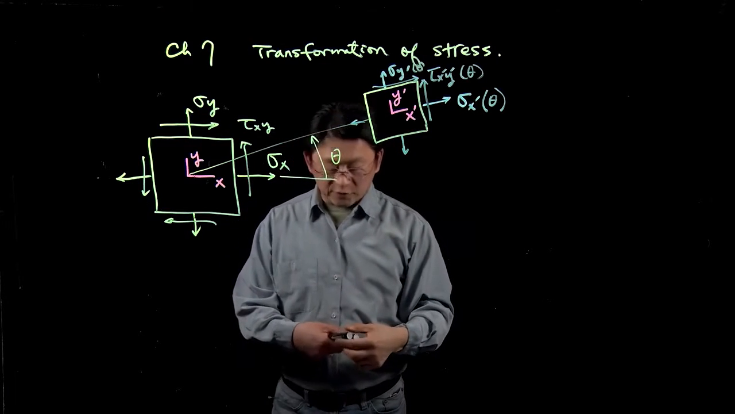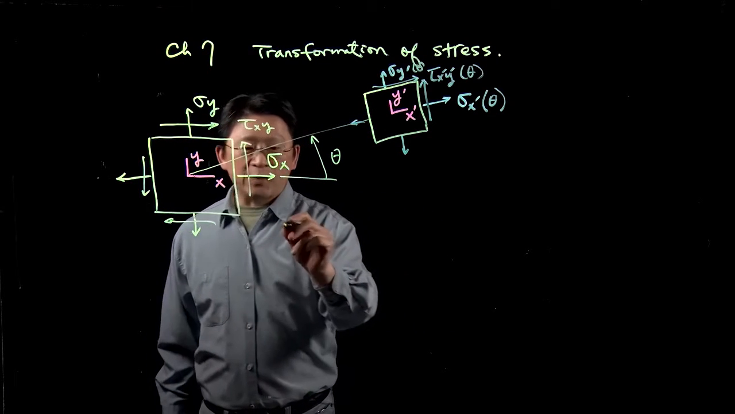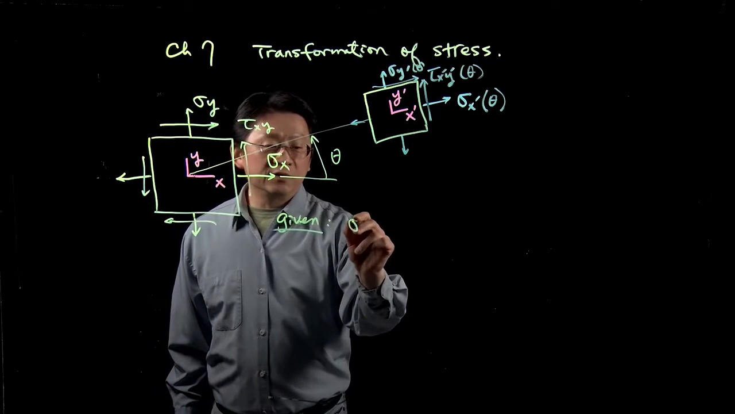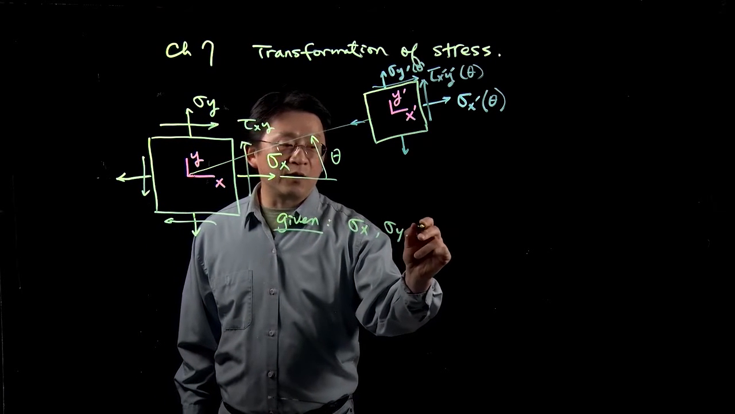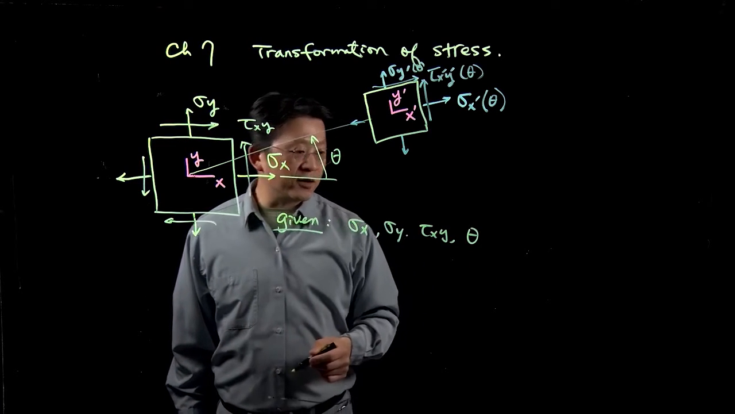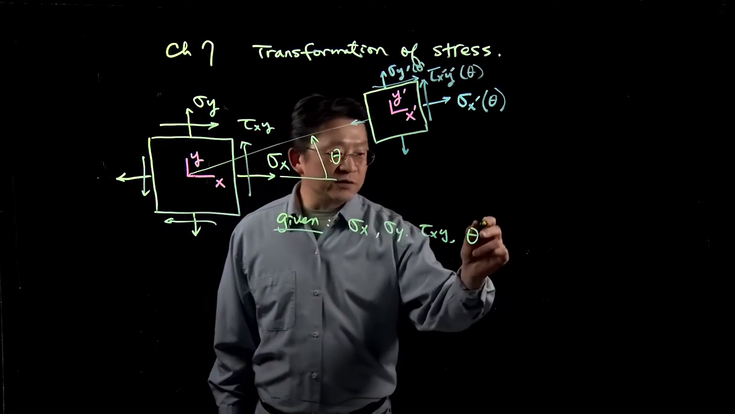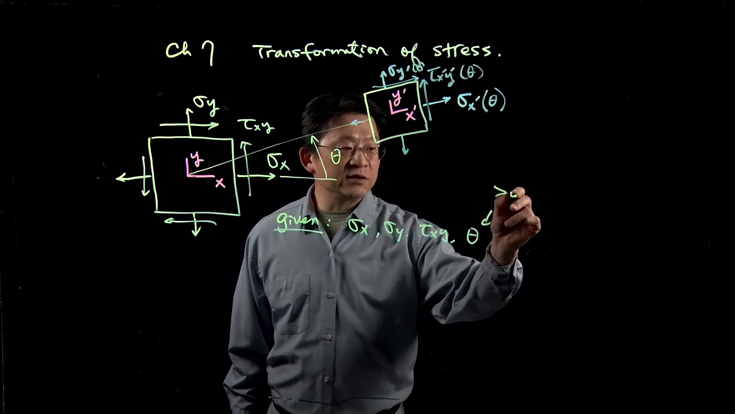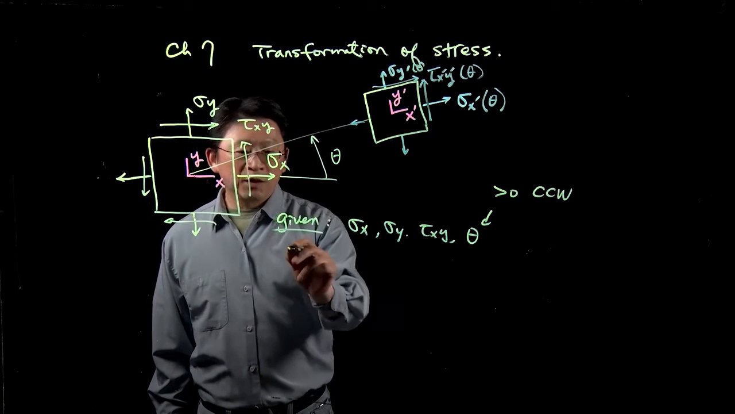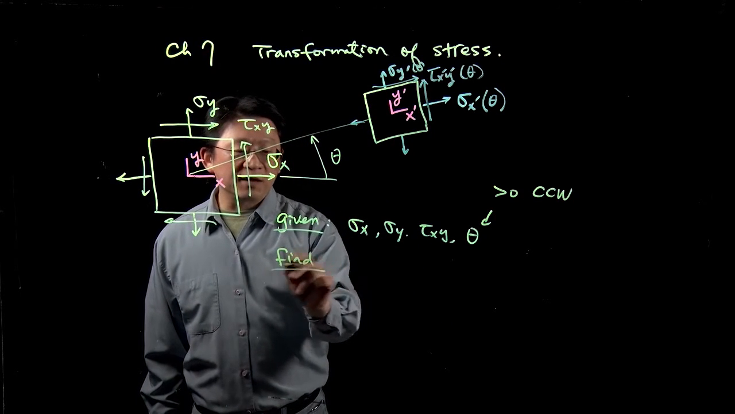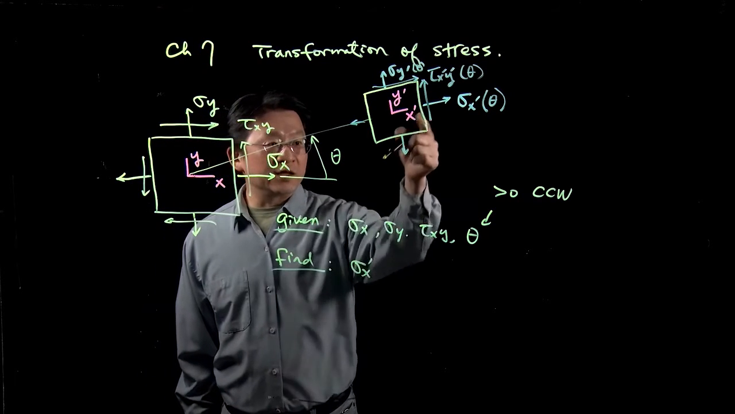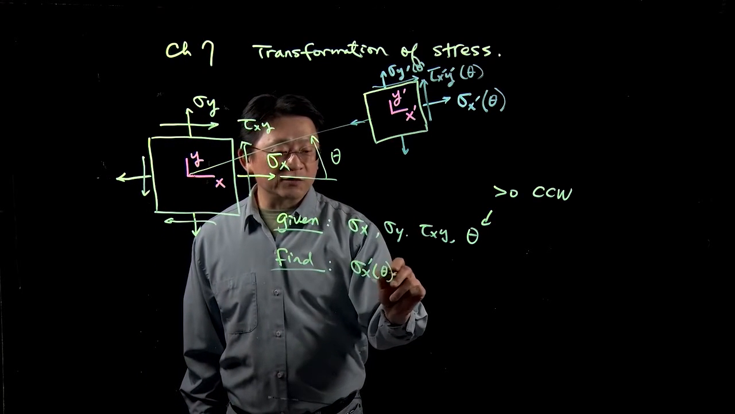Okay, so for the stress, for these topics, we study these problems. We are given the normal stresses sigma x, sigma y and tau xy, and also we designate any angle of rotation. For theta rotation, we define positive if we rotate counterclockwise, otherwise negative. So what we're going to calculate is the corresponding transformed stress in the new orientation, which is a function of theta.